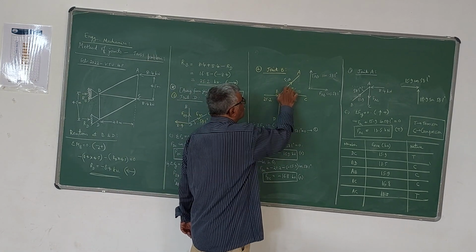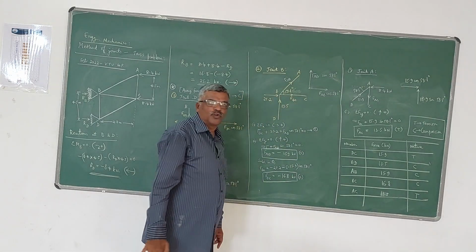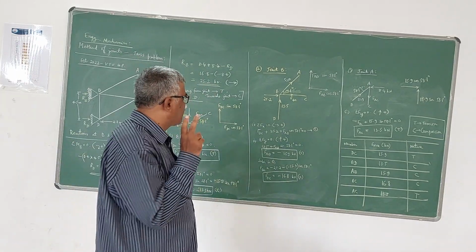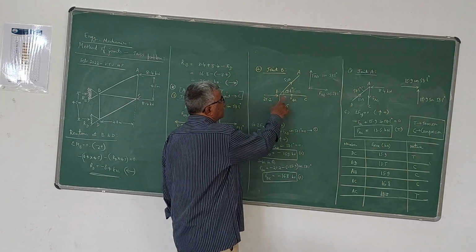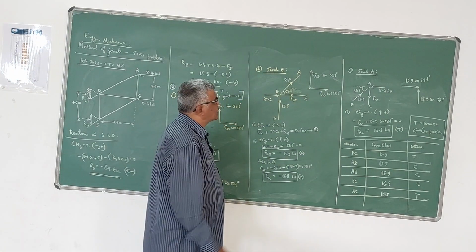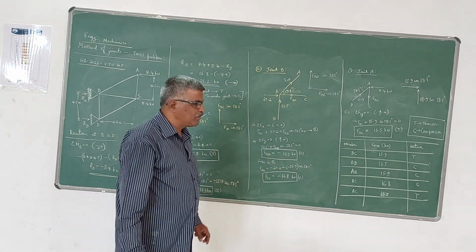Now these two are unknown forces, FAB and FBC. These two forces we have to find out using the two equations of equilibrium. Here also FAB is an inclined force, so resolve it horizontally and vertically. These two are the components. Now for this diagram, let us apply the equilibrium equations.